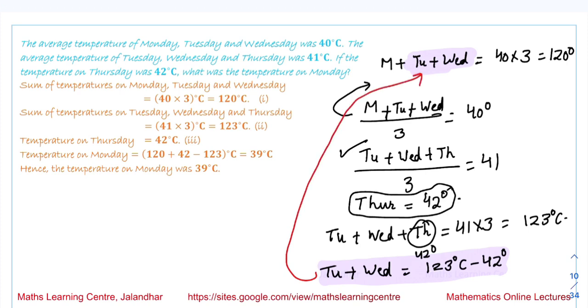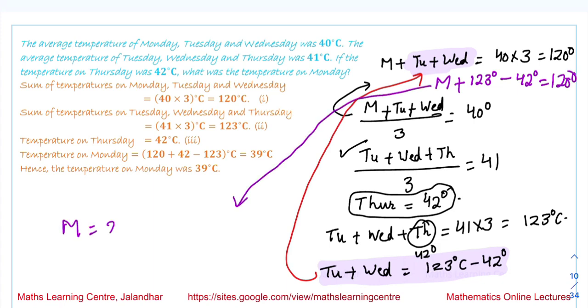So what we get is the temperature on Monday plus 123 degrees Celsius minus 42 degrees Celsius is equal to 120 degrees. So the temperature on Monday is equal to 120 degrees plus 42 degrees minus 123 degrees. The final answer that we get is 39 degrees Celsius. So this is the temperature on Monday.